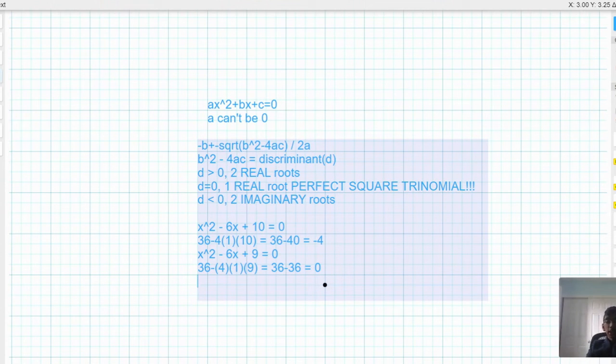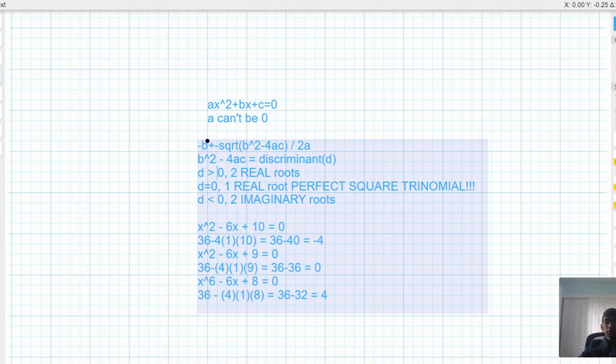And let's take a last quadratic to illustrate the differences of the discriminant and how it impacts the roots. Let's just take x squared minus 6x plus 8 equals 0. This time it's still 36 minus 4 times 1 times 8, which is 32. So it's 36 minus 32 equals 4. That means that this equation has two real roots because d is greater than 0.